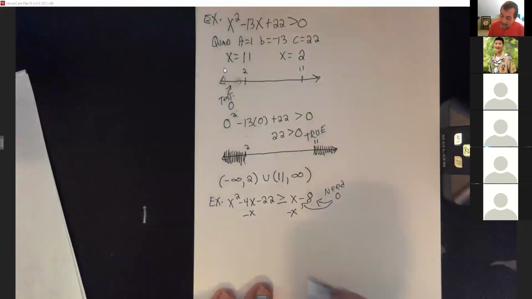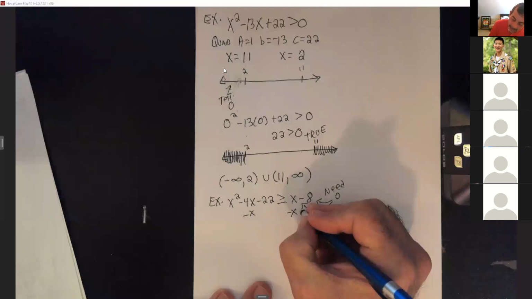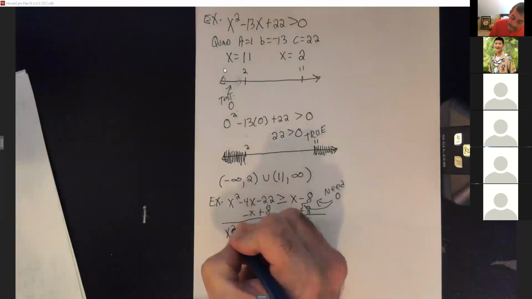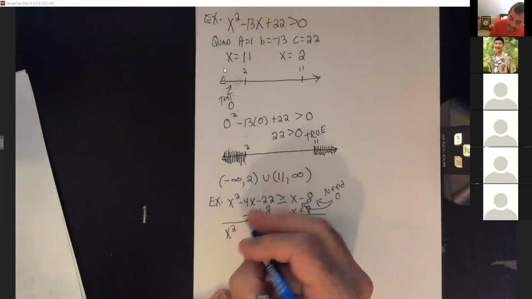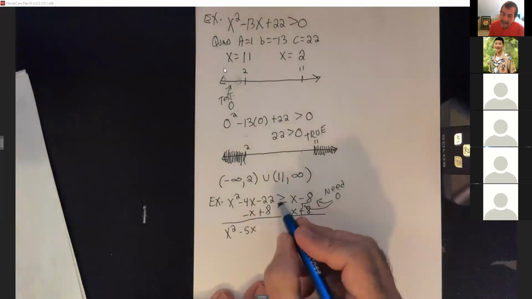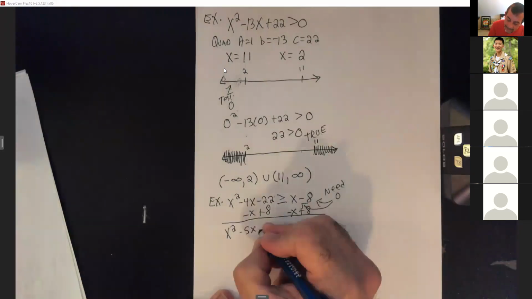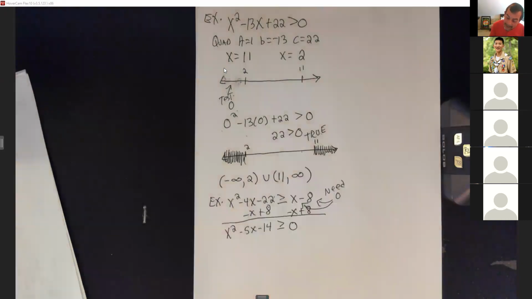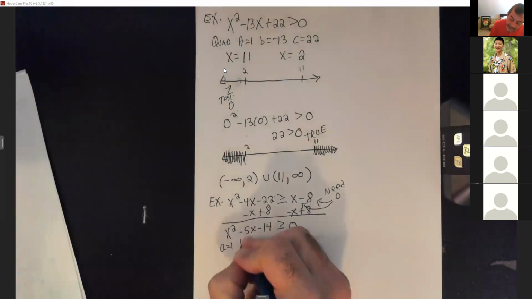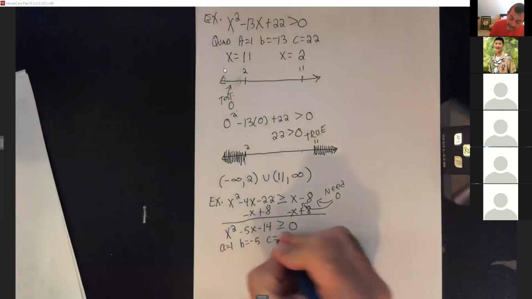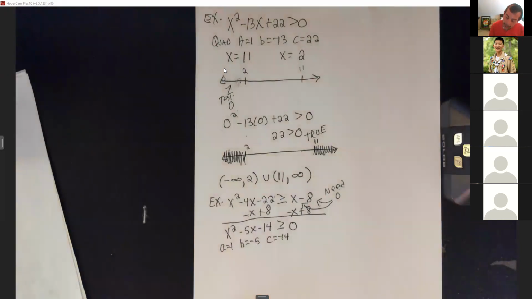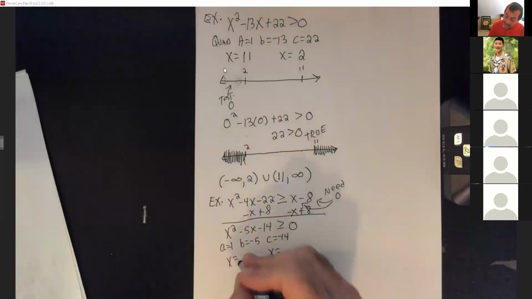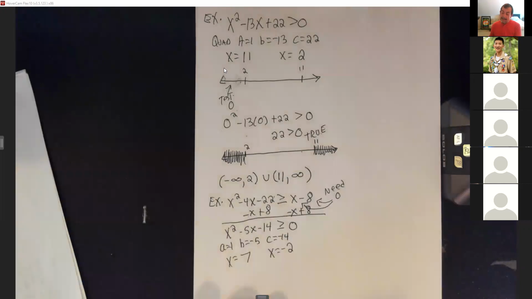All right, so let's see. We're going to subtract x's, and we're also going to add 8 to both sides and see what we get. So the x squared comes down. -4, -1, gives you -5x. -22 plus 8 is -14, greater than or equal to 0. So we can factor that. A is 1, B is -5, C is -14. If you solve that, you get 2 answers. You would get x is 7, x is -2.